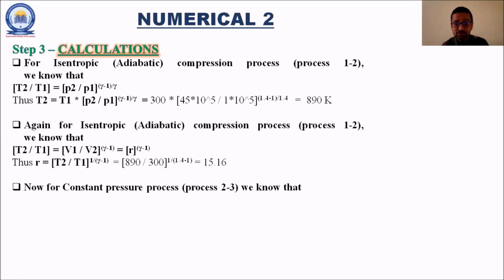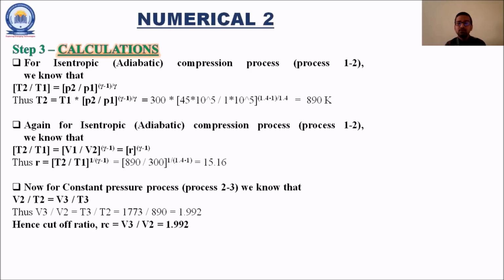Now for the constant pressure process, that is process 2 to 3, we know that we can apply Charles law. So V by T is equal to constant. So I can write V2 by T2 is equal to V3 by T3. So from this equation I can write V3 by V2 is equal to T3 by T2. I already have the values of T3 and T2. Substituting those values, I am getting V3 by V2 as 1.992. And friends, we know that V3 by V2 is the cut-off ratio, denoted as RC. So RC is equal to 1.992. That is my answer.